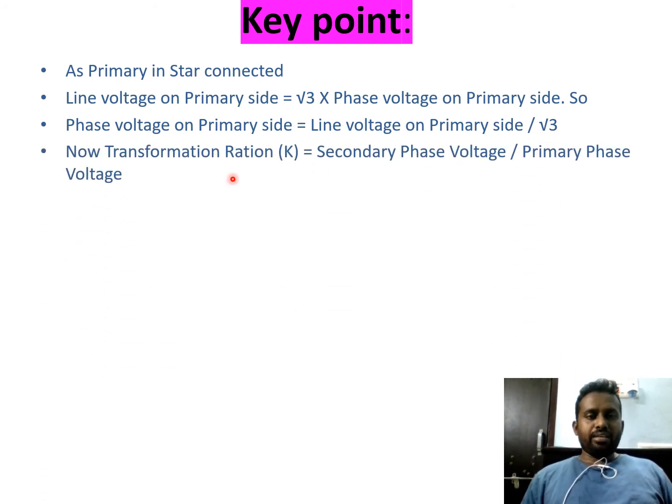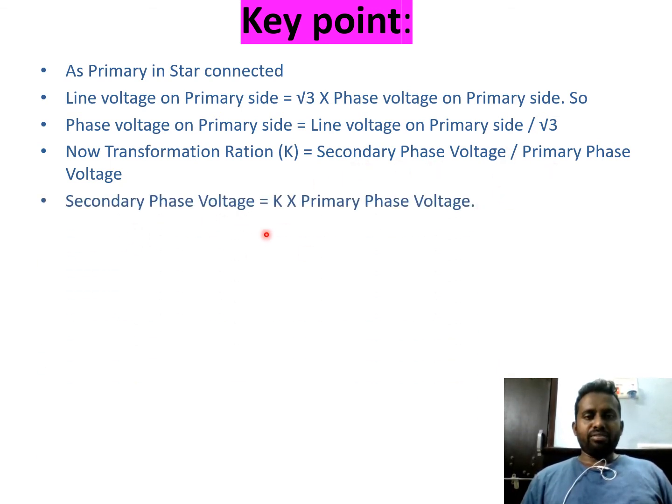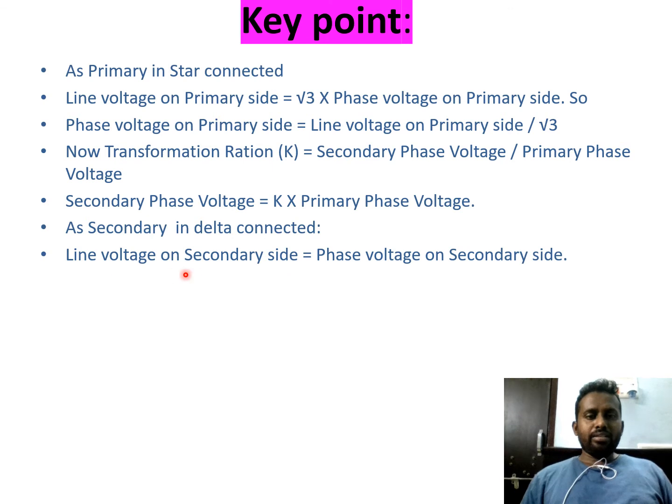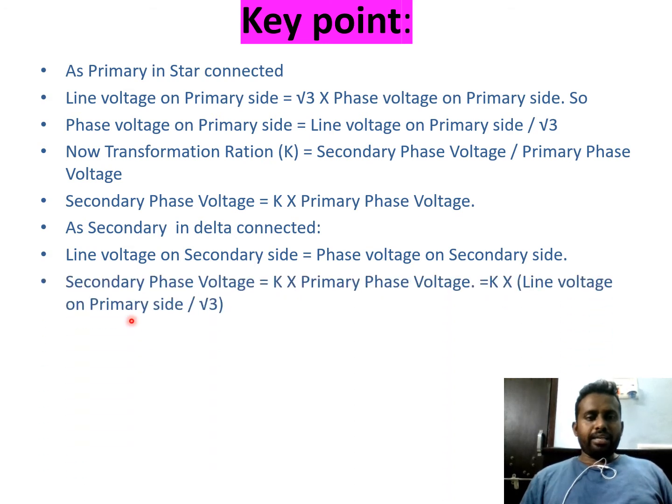Now, the transformation ratio, K is equal to V2 by V1, secondary phase voltage by primary phase voltage. So, secondary phase voltage you can write as K times primary phase voltage. As the secondary is delta, line voltage on delta is equal to phase voltage. In this, line voltage of primary is root 3 times phase voltage, because it is star, and because the secondary is delta, line voltage on secondary side is equal to phase voltage on secondary side.